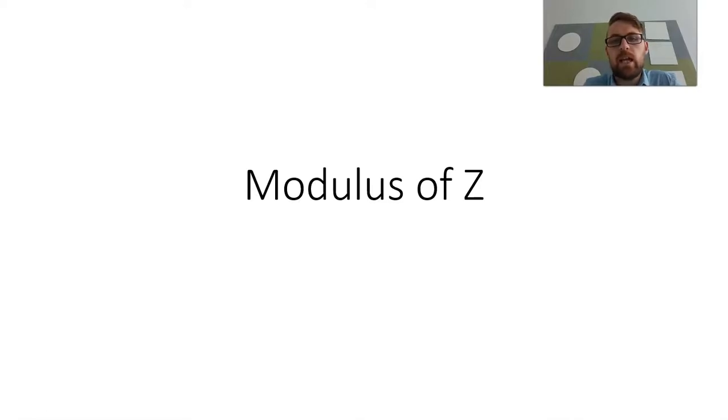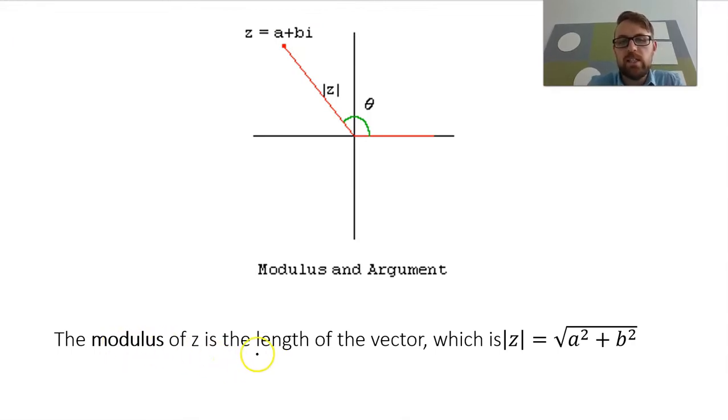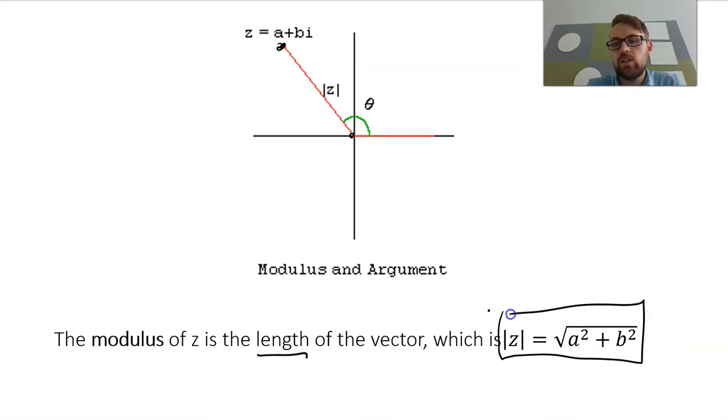Alright, so next up we're going to have a look at the modulus of Z and what that means. So hopefully you've heard this before, but if not, we're going to have a quick look at it. So what is the modulus of Z? So the modulus of Z is the length of the vector. So that's this vector here from the origin out to this black dot. The length of that is given by this equation.